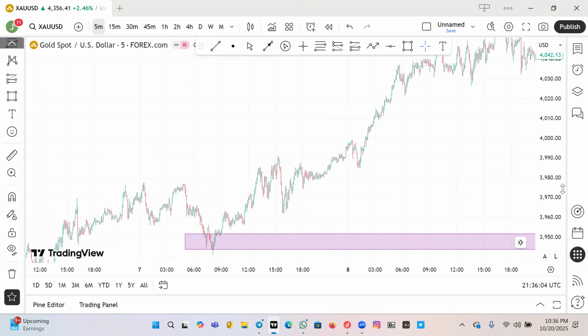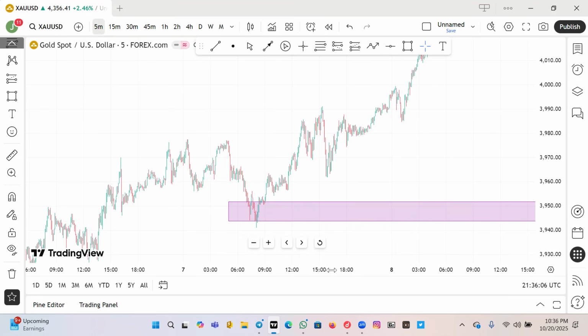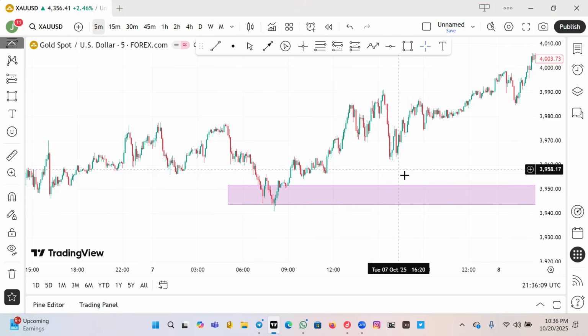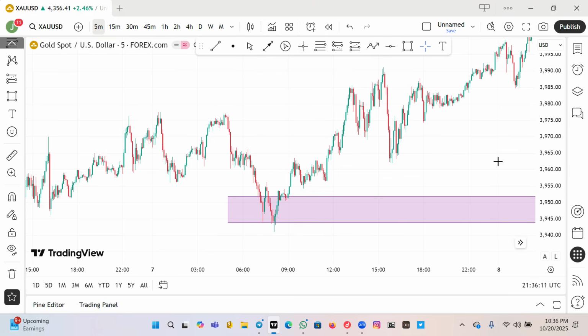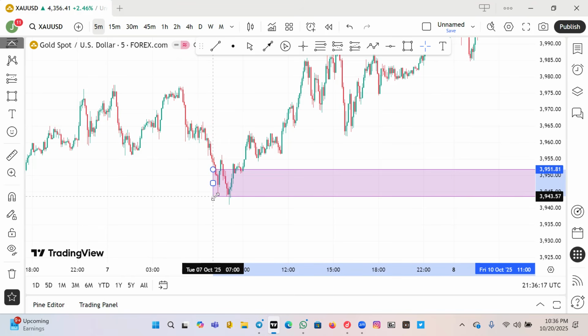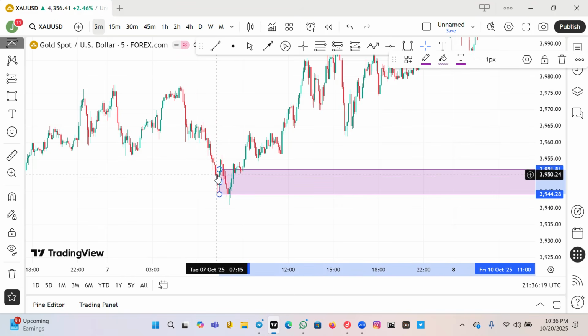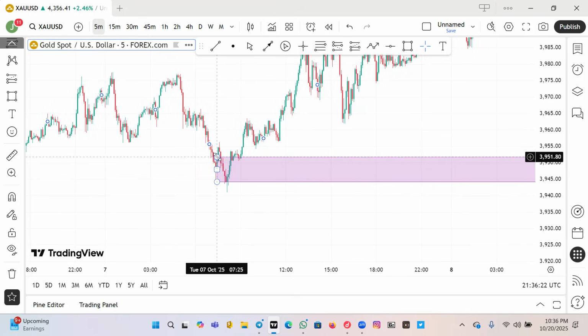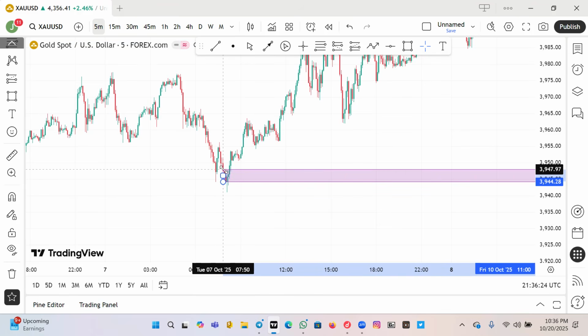Now remember, we are finding an unmitigated order block, right? Do not forget, we are finding an unmitigated order block. Now this is the last red candle that was formed before the push to the upside. Look at it.